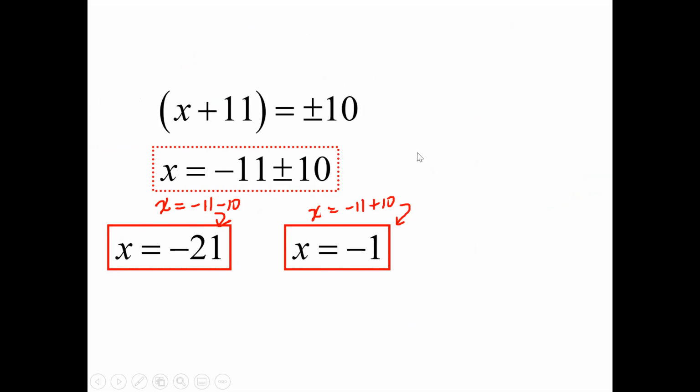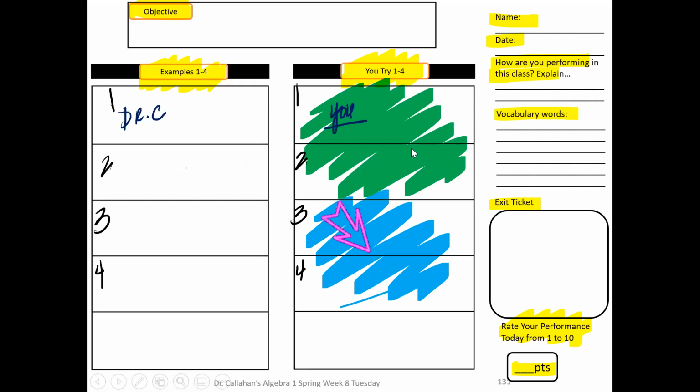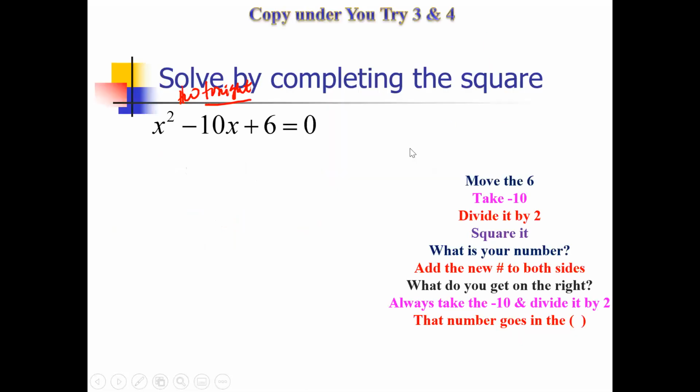Now that I've gone over those answers with you once, I want you guys to go ahead and try the next one on your own. And here is your next question. And here are your steps. Okay, step number 1, move the 6 over to the right side, so it's a minus 6.